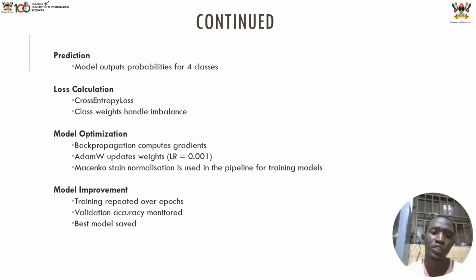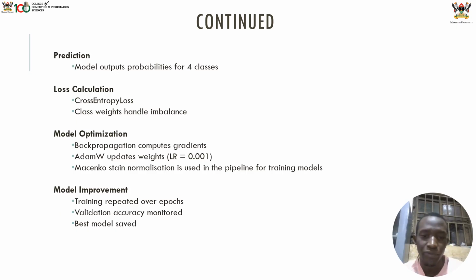We shall use backpropagation to compute the gradient of the loss. These gradients show us how the model weights should change so as to reduce the errors. We also use the AdamW optimizer with a learning rate of 0.001, which adapts the learning rate for each parameter based on the history. Additionally, we have the Macenko stain normalization, which is applied to reduce the variations in the staining across different images, so as to improve the model consistently.